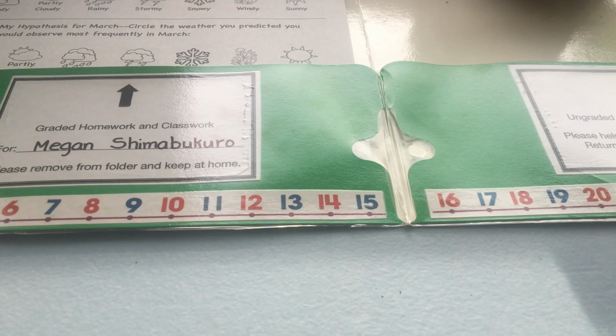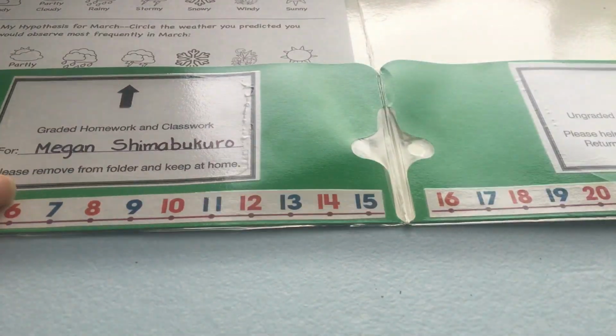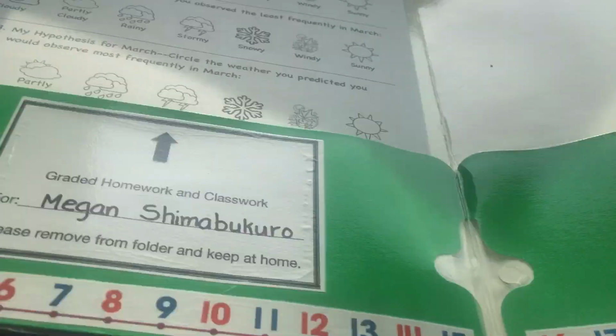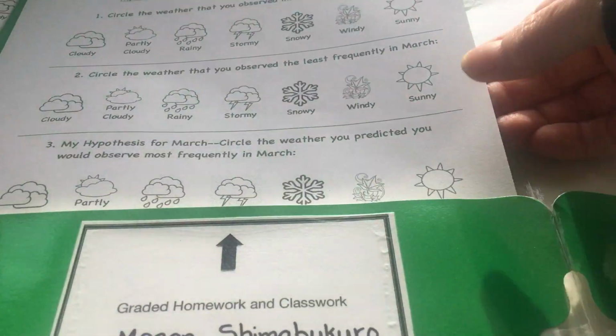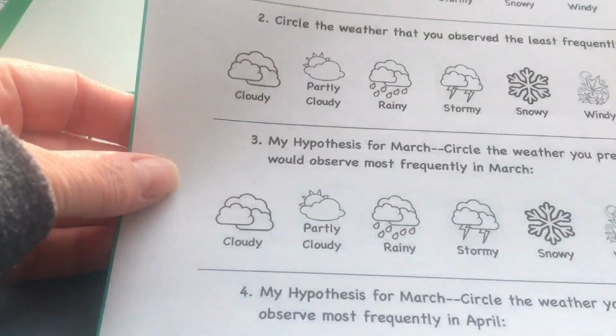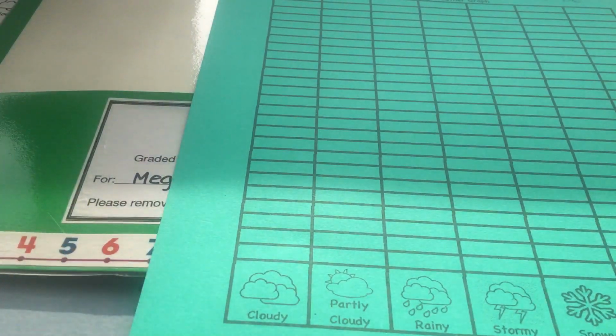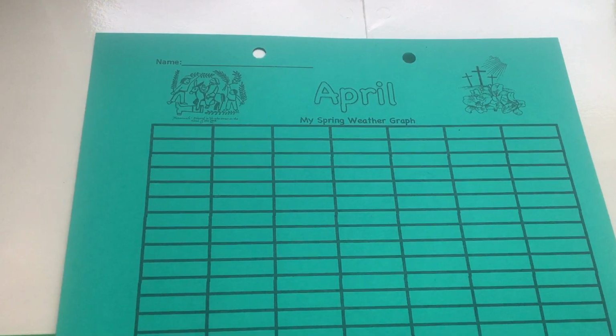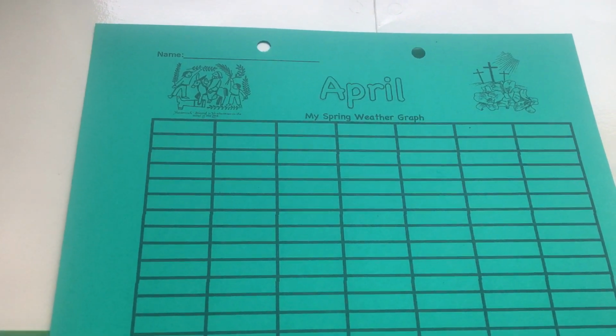Before you graph the weather today, I'm going to ask you to look in your green homework folder. In there, you will find your March, April summary and hypothesis sheet, and then a new weather graph for April that is a different color of green, sort of a turquoise green color. We're going to work with those in just a minute. I'm going to put the folder out of the way.